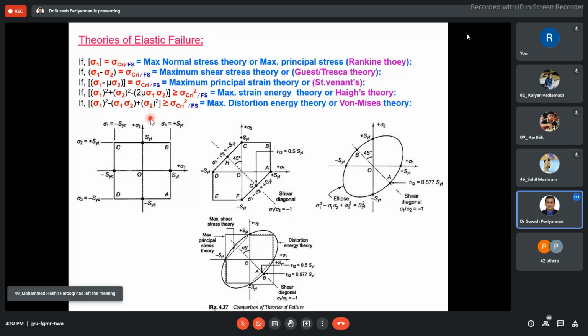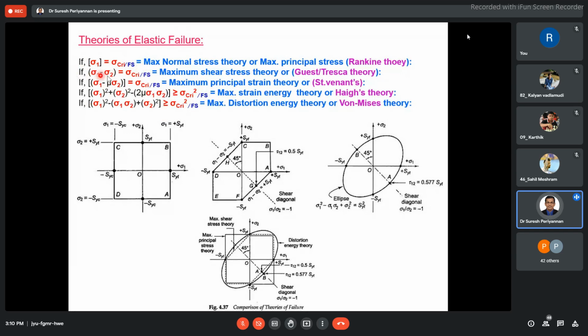Okay. Now, maximum principal strain theory: sigma 1 minus mu into sigma 2 is equal to sigma critical divided by FOS. How to remember this? This formula is very easy. Sigma 1 is equal to sigma critical divided by FOS for the maximum normal stress theory.